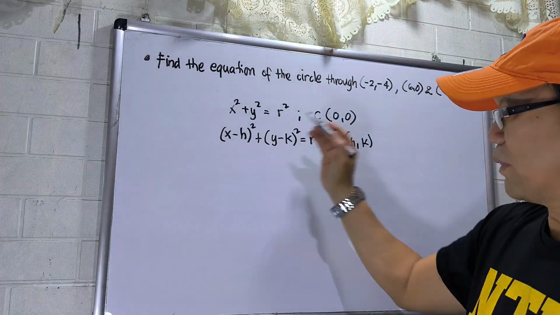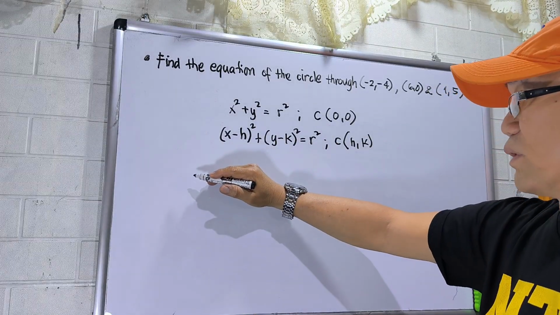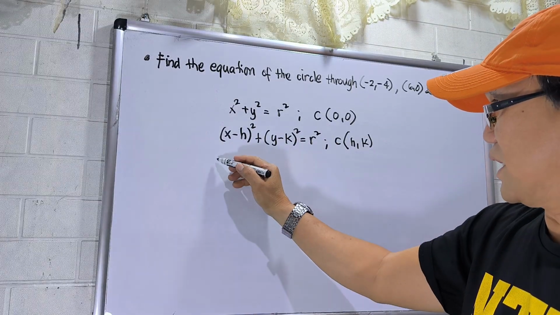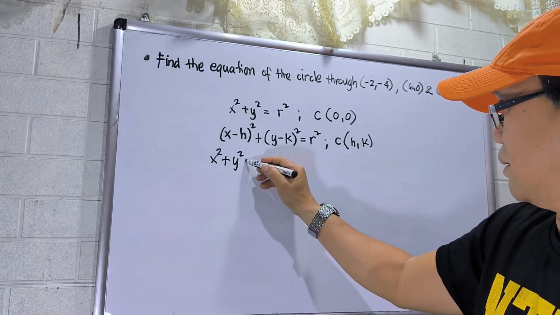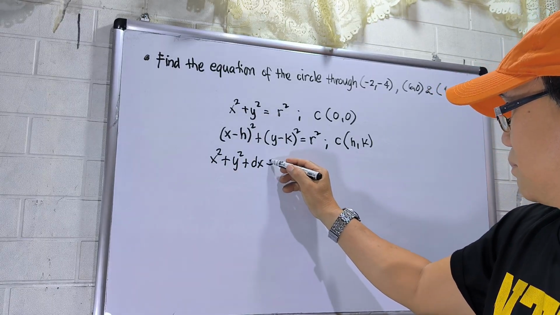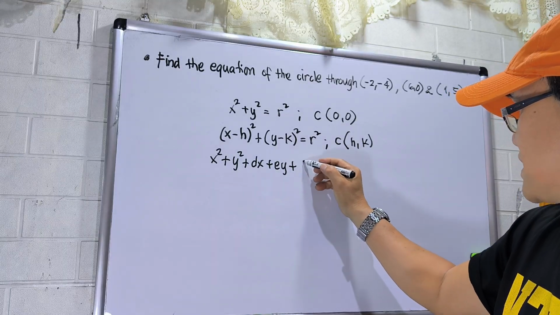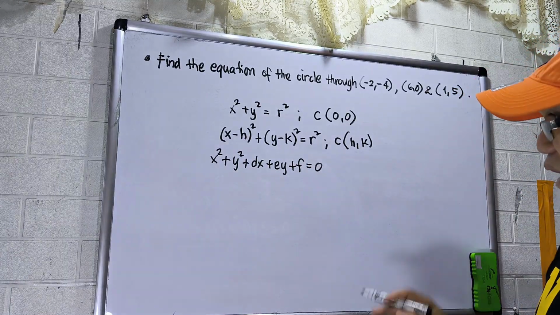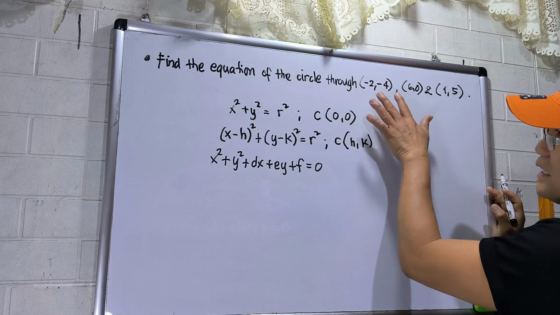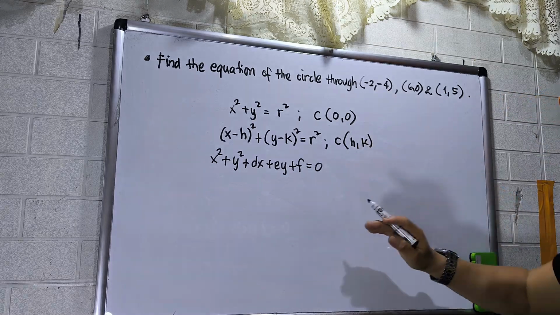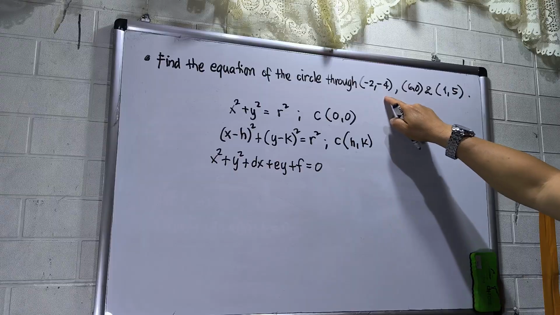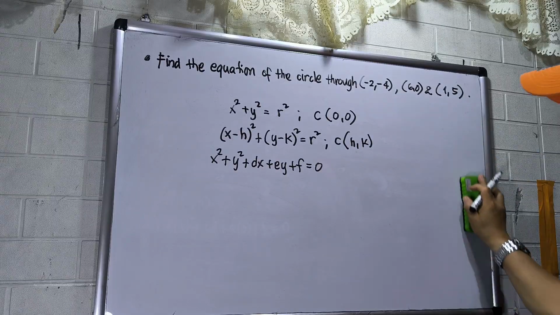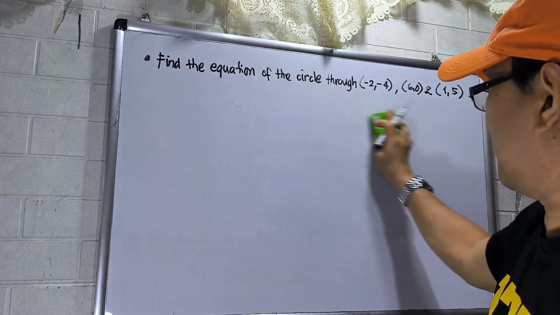Okay, the next, or the third standard formula for circle, I have now x squared plus y squared plus dx plus ey plus f is equal to 0 if the points are given, like this problem. So this is the equation of a circle given the points. Okay, so let's start solving this problem.